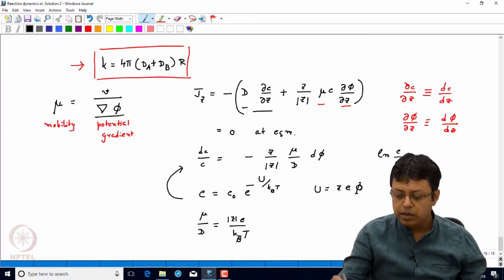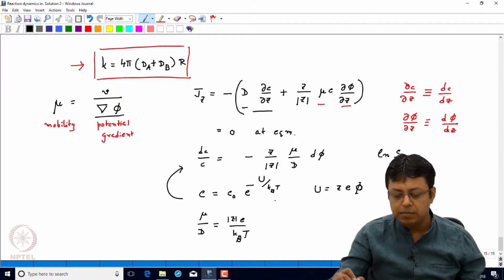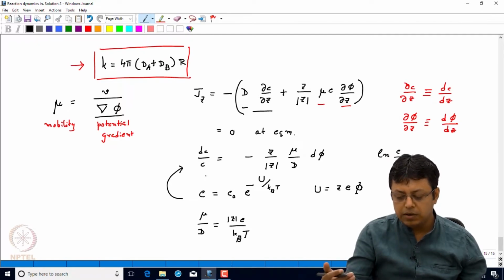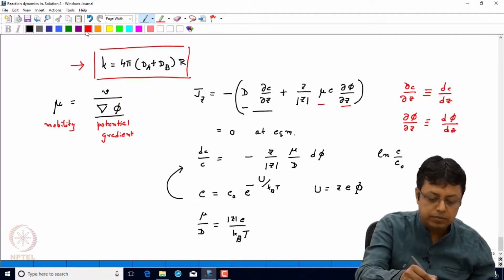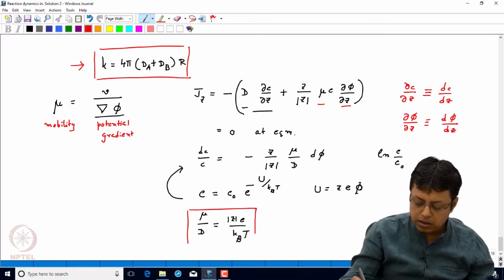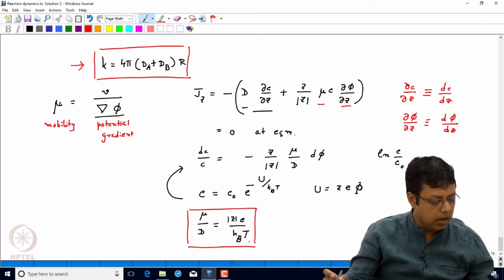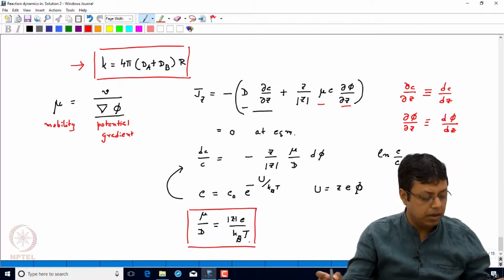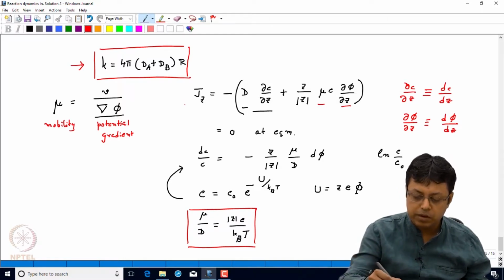The way you show it is that you write C is C0 e to the power minus Ze phi by kBT, and then basically you can take the derivative ln C by C0, and then just equate it. So what you will get is dC by C, and then you just equate left hand with right hand, then you can easily figure out this equation. And then the total flux now becomes in terms of whatever we have written here.